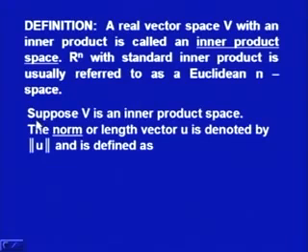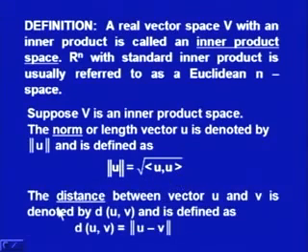Now, a few more definitions. Suppose V is an inner product space, then the norm or length of vector u is denoted by this symbol and is defined as, we call it the norm of u, as the square root of the inner product of u comma u. This is one definition. Another definition is for the distance between two vectors u and v, denoted by d(u, v), and defined as d(u, v) equal to the norm of u minus v.